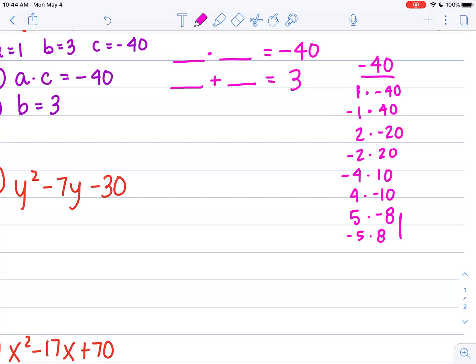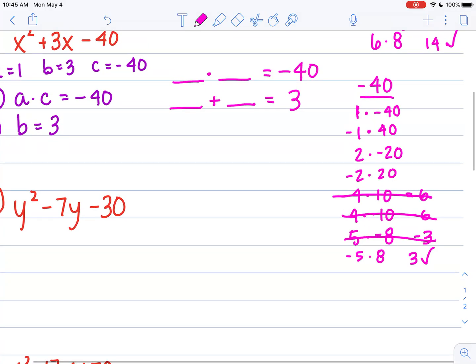we're probably going to be somewhere down here, right? So just for the sake of time, you can subtract all of these, but I'm going to just start from here. So negative 4 plus 10 is 6. Okay, that doesn't work because we need a 3. 4 minus 10 is negative 6. That doesn't work because we need a 3. 5 minus 8 is negative 3. Okay, but negative 5 plus 8 is a positive 3. So that checks off.